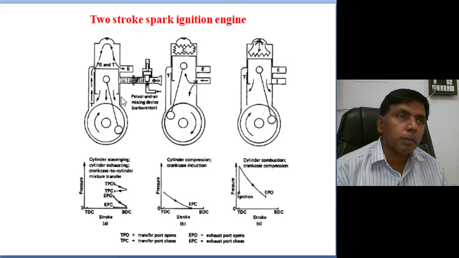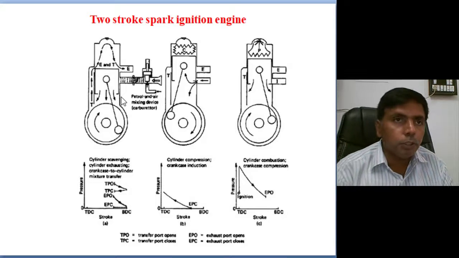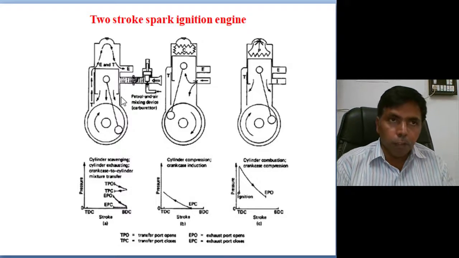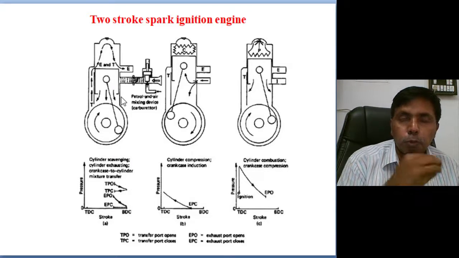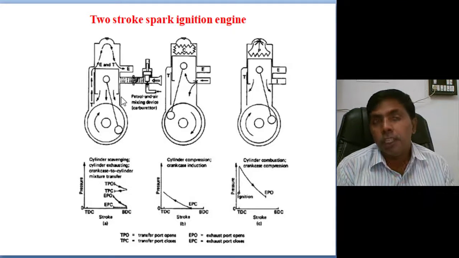For that reason, the size of the flywheel is reduced. In a 4-stroke there is 1 dummy revolution, and for that dummy revolution we want to supply more energy. That's why the size of the flywheel is high in a 4-stroke engine. Here it is low.